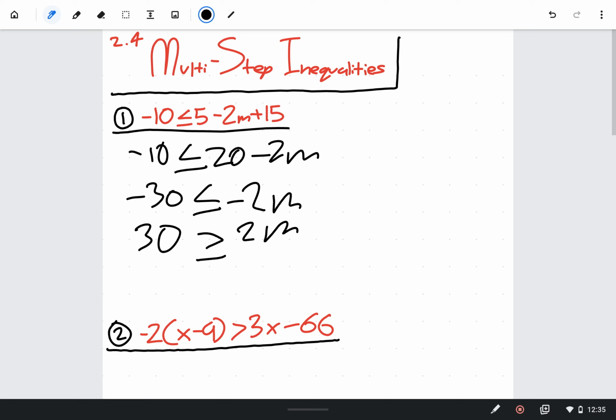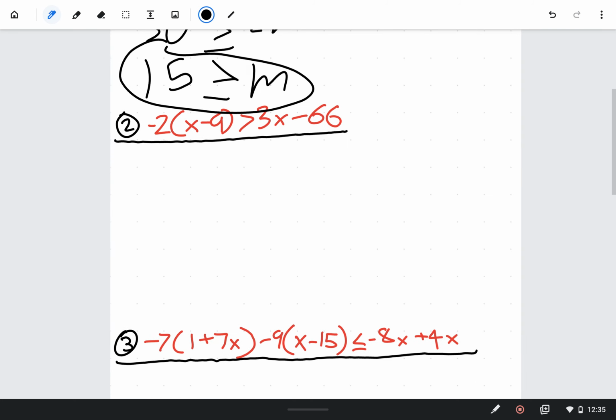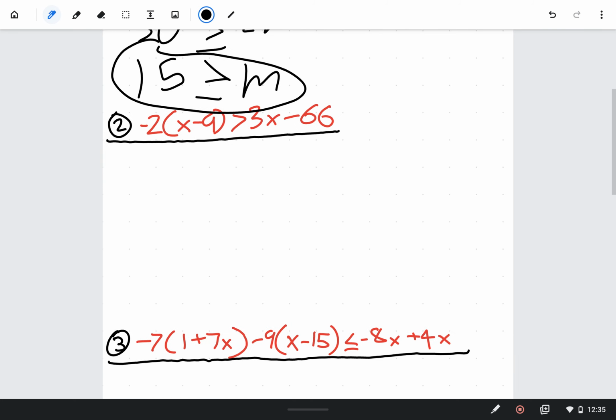Then we can divide 2 from both sides, leaving us with 15 is greater than or equal to m. And that is our solution. Let's look at another problem.